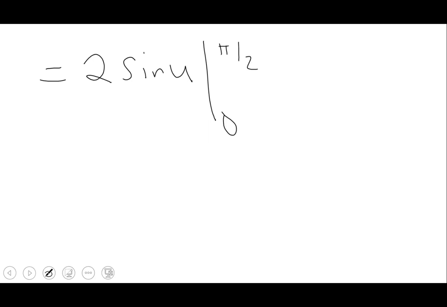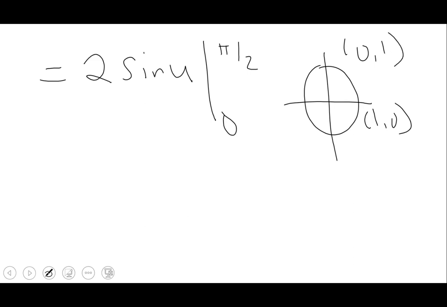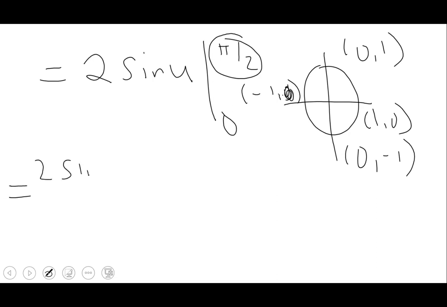So as always, when it comes to trig functions, it's good to remember your friendly little unit circle, your quadrantals, as it were, 1, 0, 0, 1, -1, 0, and 0, -1. Should you not remember these, remember you can always use a calculator, but in this case, just make sure that you are using a calculator in radian mode. So you're going to go ahead and find 2 times the sine of pi over 2. You are then going to subtract 2 times the sine of 0.